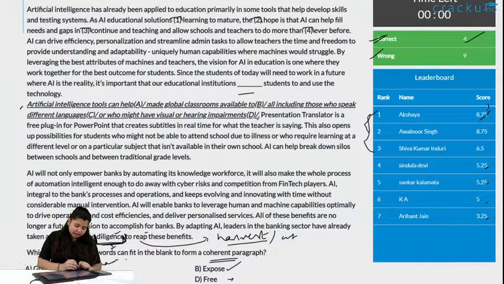See, I have marked A as the wrong answer. So, all of the above is definitely not, but still, to be on the safer side, I am just checking it. Disclose. Educational institutes disclose students to and use the technology. So, obviously not disclose and not even free. So, option B is the correct answer. Till now, I have not even read the entire paragraph. I am just solving whatever is given.